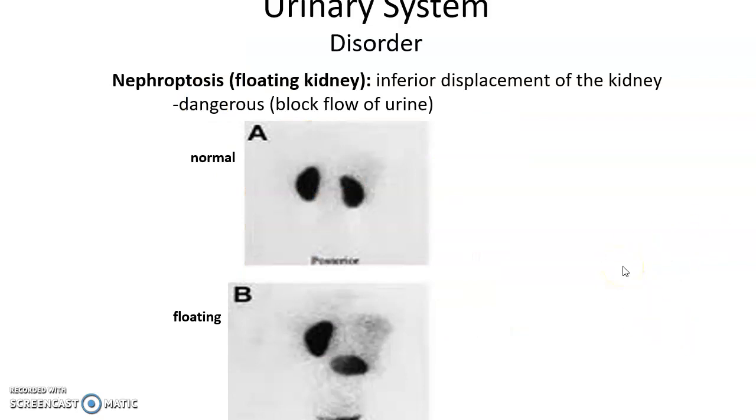Nephroptosis, or floating kidney, is when one of the kidneys becomes displaced from the posterior abdominal wall and migrates lower, inferiorly. So here's normal placement of kidneys. Here's where one of these kidneys is suffering from nephroptosis. This is dangerous because the ureter can become kinked and blocked, preventing the flow of urine to the urinary bladder.